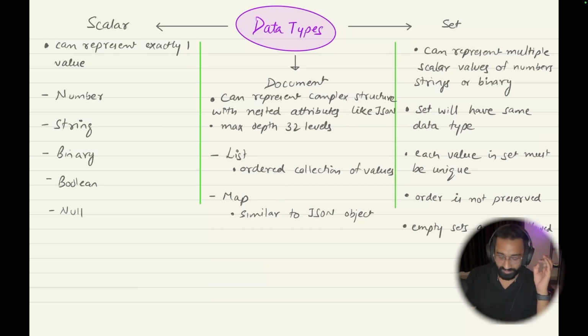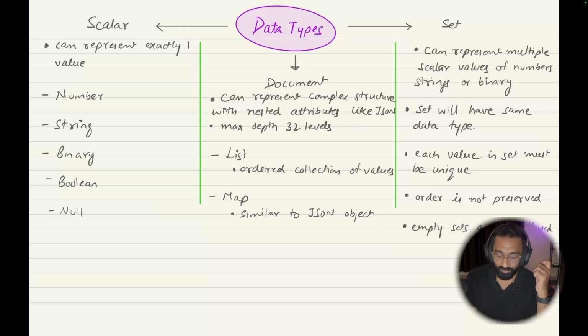Map is something similar to a JSON object, but a list you can compare to arrays or lists in Python. So it's an ordered collection of values. You can have multiple numbers or multiple strings in a list, like 1, 2, 3, assigned to a particular attribute. In a document data type, you can have a maximum of 32 levels, so this nesting could go 32 levels deep.